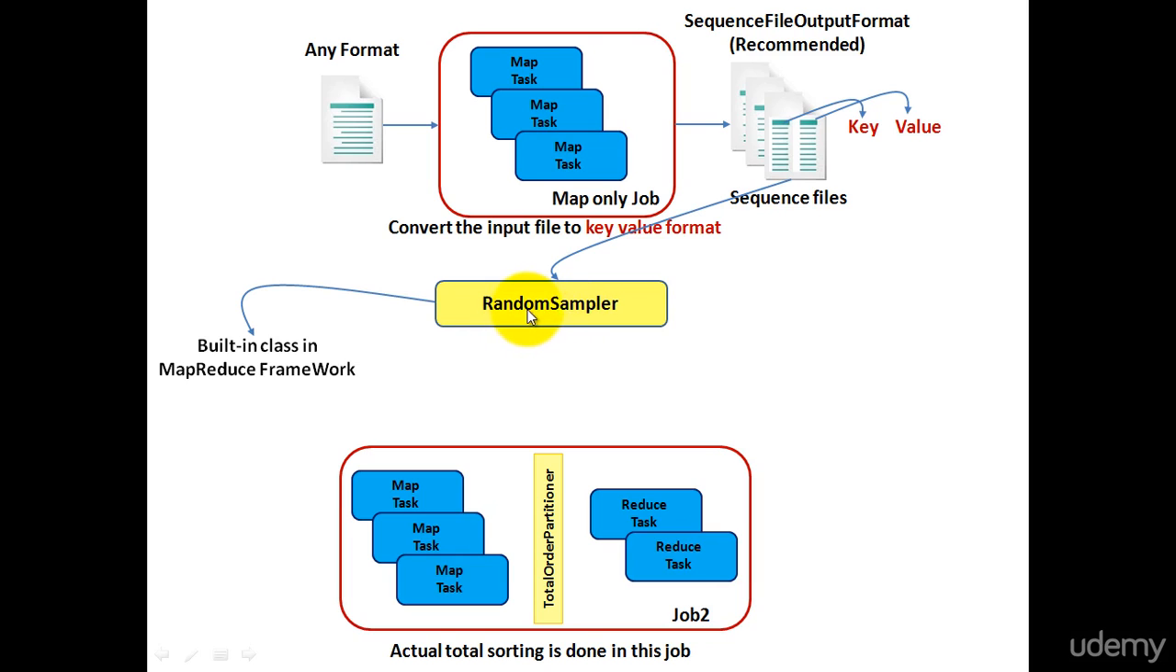This class requires that the input file must be in the key value format. That's the reason why input data is first converted to key value format in the first job. The random sampler selects n-1 keys and writes them to another file. This file is called the partition file.